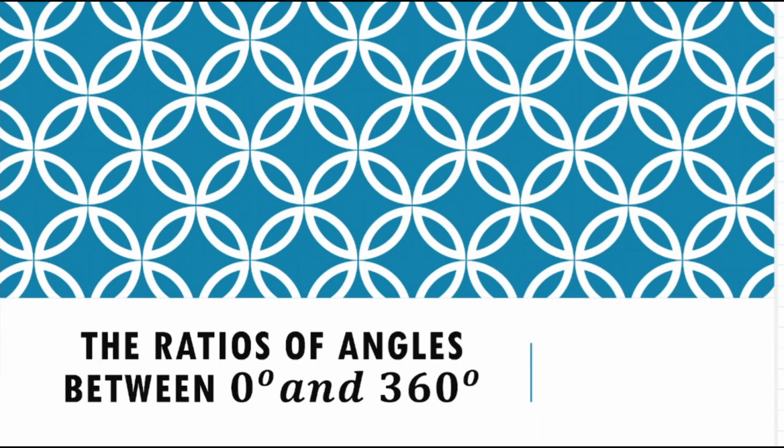So in this lesson, we want to look at the ratios of angles between 0 degrees and 360 degrees. So we've looked at special angles, which are acute angles, and the special ones are 30 degrees, 45 degrees, 60 degrees. We've also looked at how to define the six trigonometric functions from a triangle and a circle.